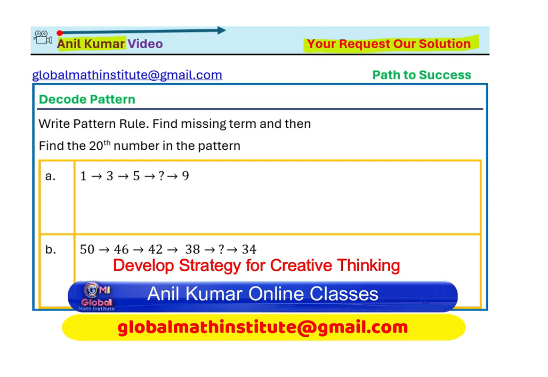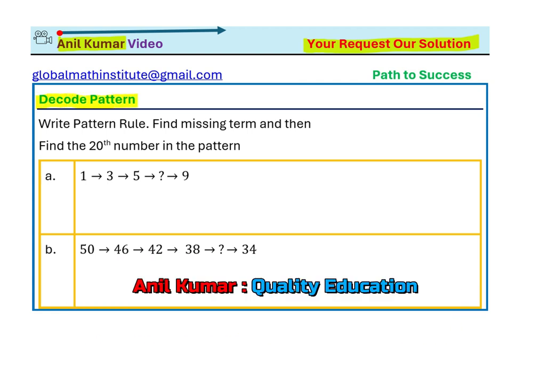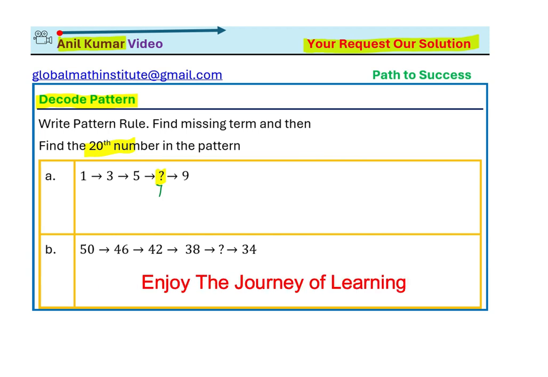This is a very simple video of understanding pattern rules. We're calling it Decode the Pattern. The question here is: write the pattern rule, find the missing term, and then find the 20th term in the pattern. 1, 3, 5, something, 9. So that is simple. As you know, it could be 7. So some patterns are very easy. Immediately you can get the answer. Skip counting, you learn in grade 2, and so on, right?